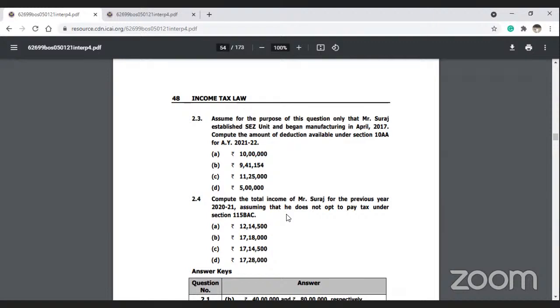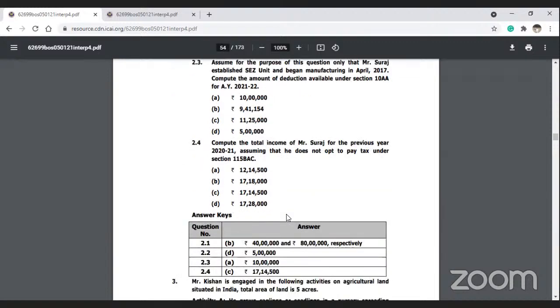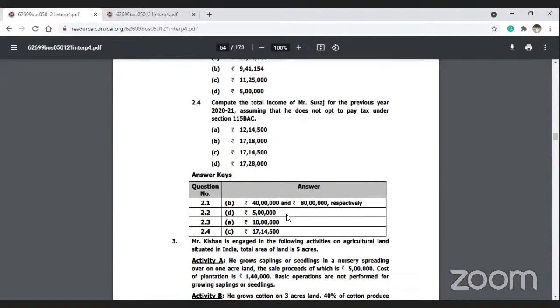That 5 lakh amount will be reduced from 10 lakhs. हाँ क्योंकि वो एग्जम्पशन है. So that will be 17,14,500. Yes. Option number C. Yes. Everyone understood? Anyone having doubt? Should we move to the third case study?